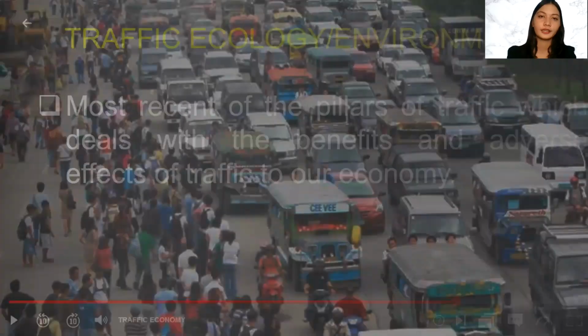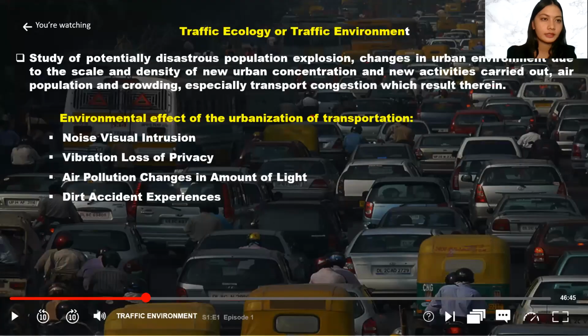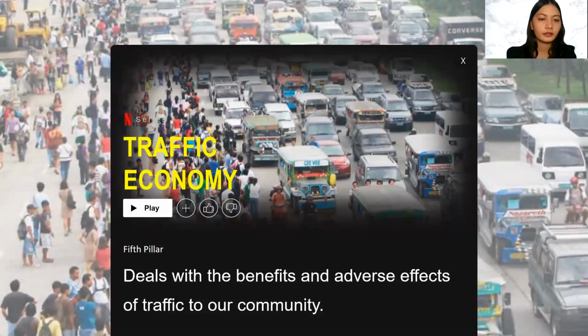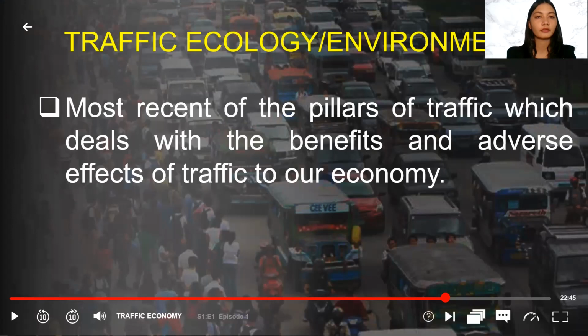So correction, I have a typo because the fourth pillar was traffic ecology or traffic environment. Then here, traffic economy deals with the benefits and adverse effects of traffic to our community. So this should be traffic economy. There must be a typo because I wrote it as ecology environment, but that must be traffic economy. But the meaning for this pillar is right. So this is the most recent pillar of traffic, which deals with the benefits and adverse effects of traffic to our economy.